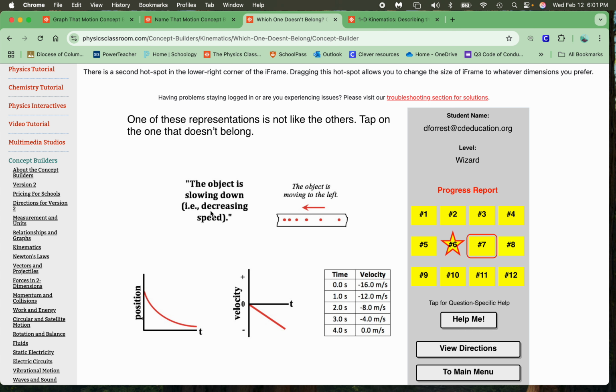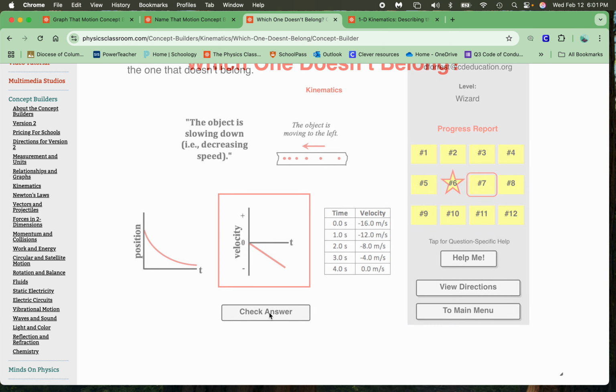So this is an object is slowing down, it's decreasing speed. That agrees with this. This is slowing down. That agrees with this. This is getting more flat. This is slowing down. Does not agree with this because the velocity is going further from 0. It does agree with this because this is approaching 0 meters per second. So I think that's correct.